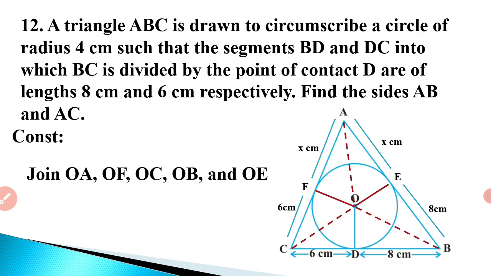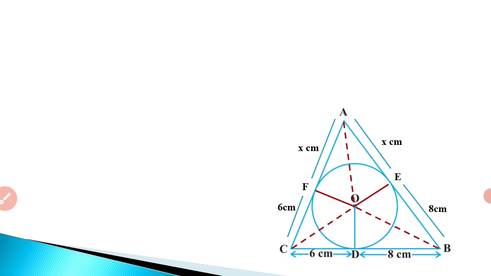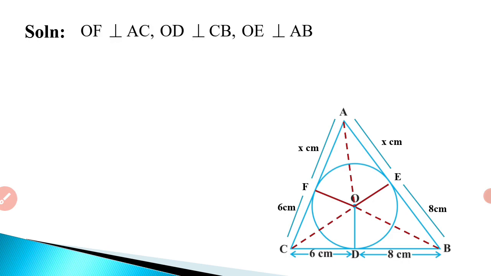Some construction. O is the center of the circle. We have joined OA, OF, OC, OB and OE. OD is already given to be joined in the figure. Now let us begin with the solution. Children, we all know that OF will be perpendicular to AC, OD will be perpendicular to BC and OE will be perpendicular to AB because the radius is perpendicular to the tangent at the point of contact.